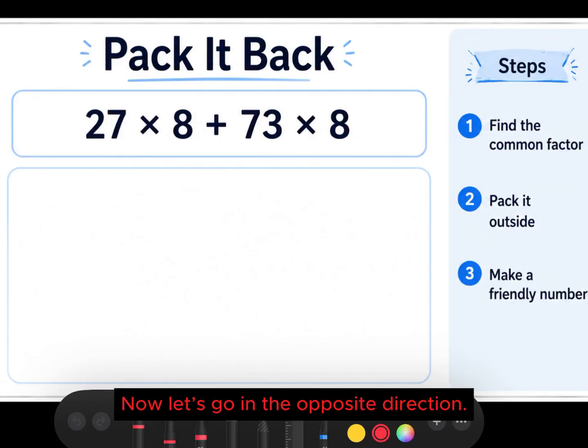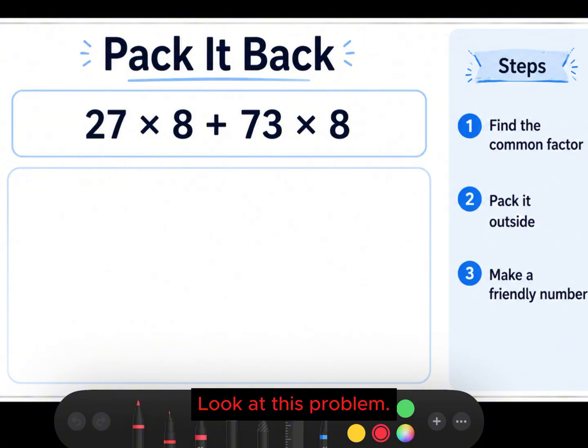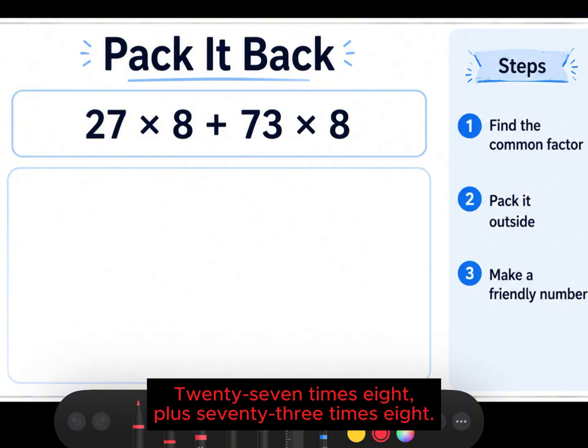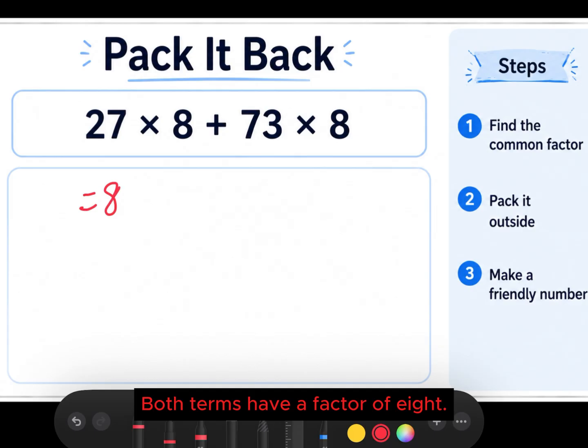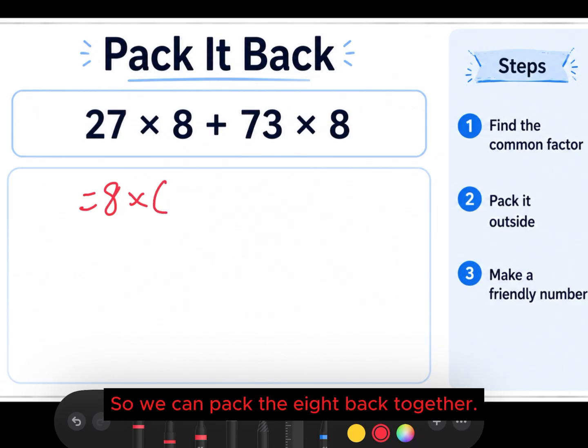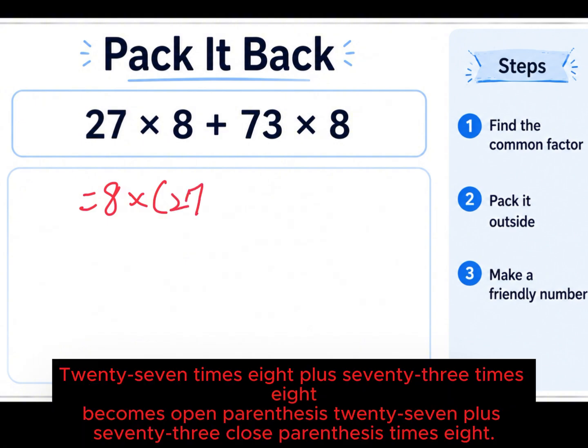Now let's go in the opposite direction. Look at this problem. 27 times 8 plus 73 times 8. Do not calculate both parts right away. First, find the common factor. Both terms have a factor of 8, so we can pack the 8 back together. 27 times 8 plus 73 times 8 becomes open parenthesis 27 plus 73 close parenthesis times 8.